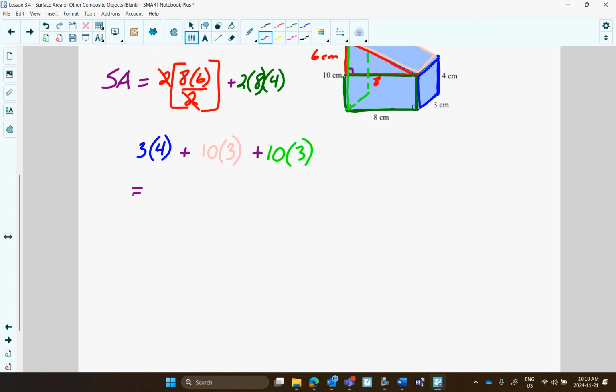So now we're ready to do the calculations. 8 times 6 is 48. 2 times 8 times 4 gives us 64. Plus 3 times 4, which is 12. Plus 10 times 3, which is 30. Plus another 10 times 3, which is 30. And then I add those all up. And I should get my final answer. And 208.